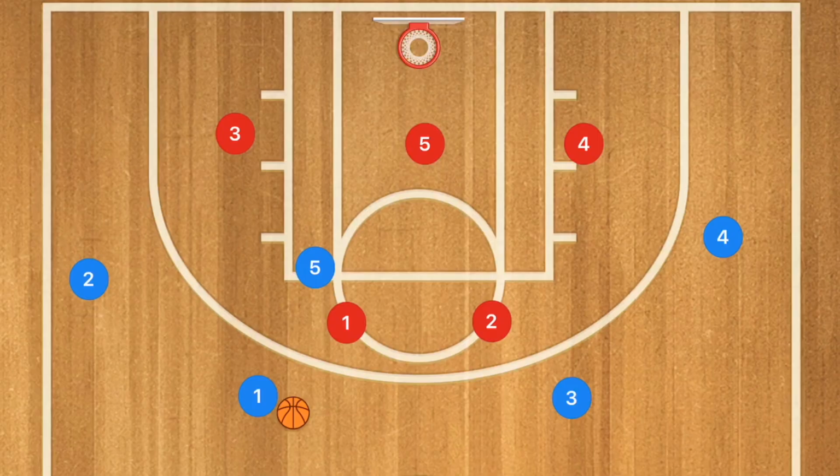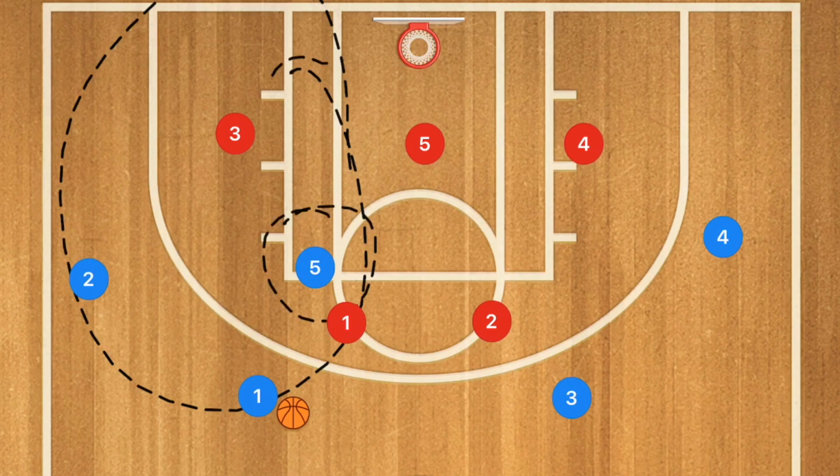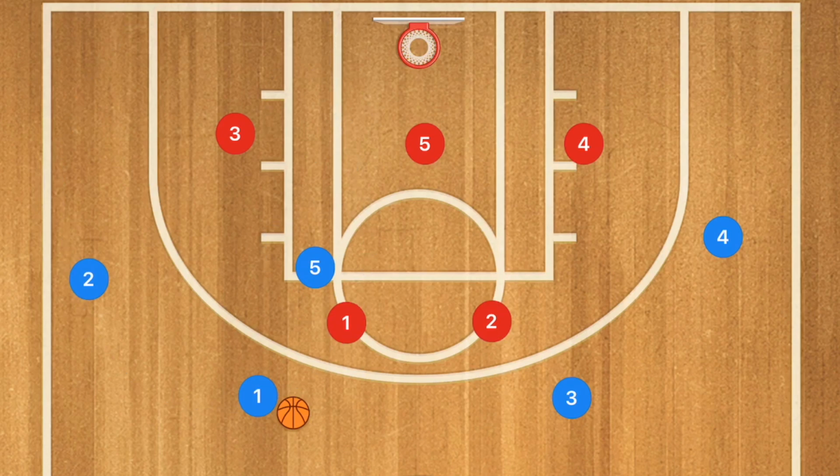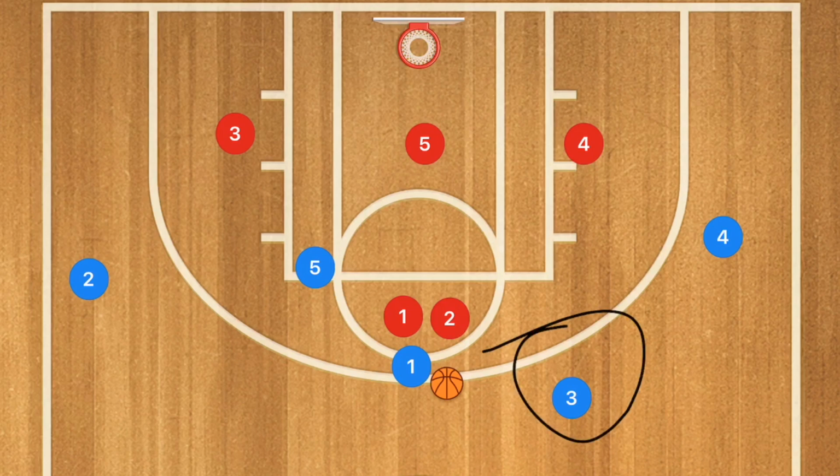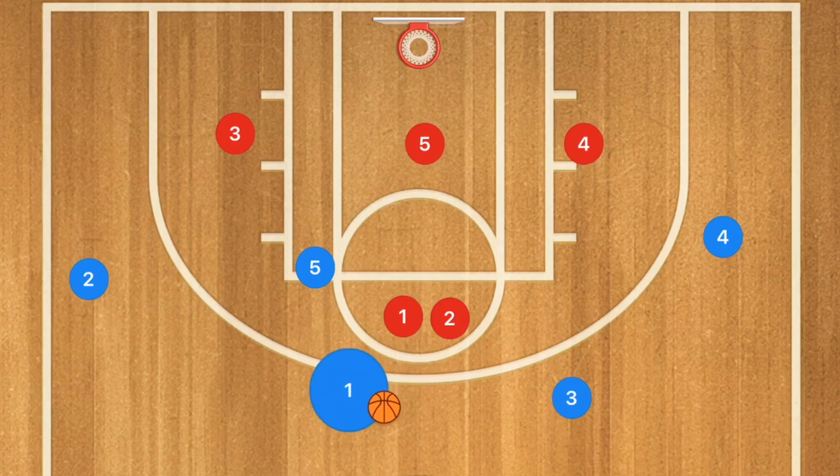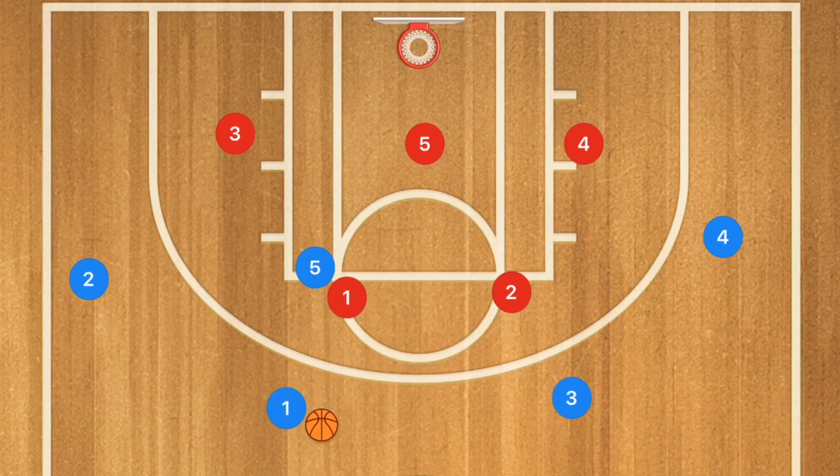Okay, so the first thing that we really want to focus on is the fact that against a zone, there's multiple ways of beating it. You can overload a side, you can do a high to low pass, you can also attack the gaps between the zones, between the players. By attacking the gaps, you have multiple players open. But today, what we are going to be looking at is attacking a 2-3 zone with the basic triangle offense.